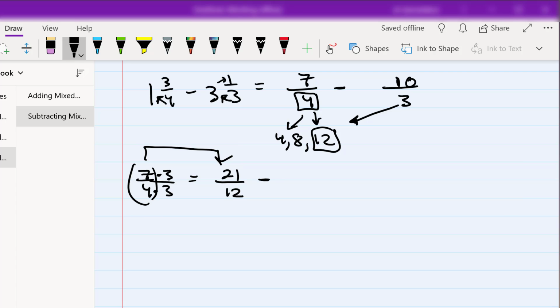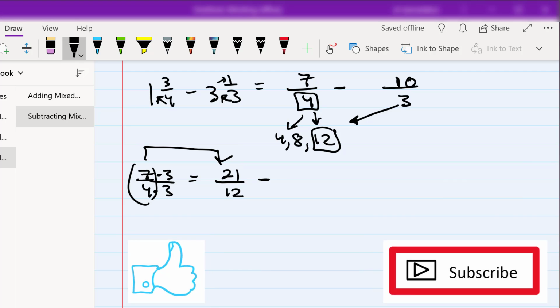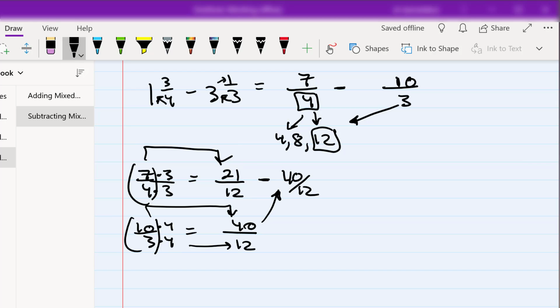Okay, then we have the minus. We need to convert 10 thirds into something over 12. So 10 thirds equals something over 12. We need to multiply top and bottom by 4. So 3 times 4 is 12, and 10 times 4 is 40. So 40 over 12 is the same as 10 thirds. And we write that here, 40 over 12. So we have 21 over 12 minus 40 over 12.